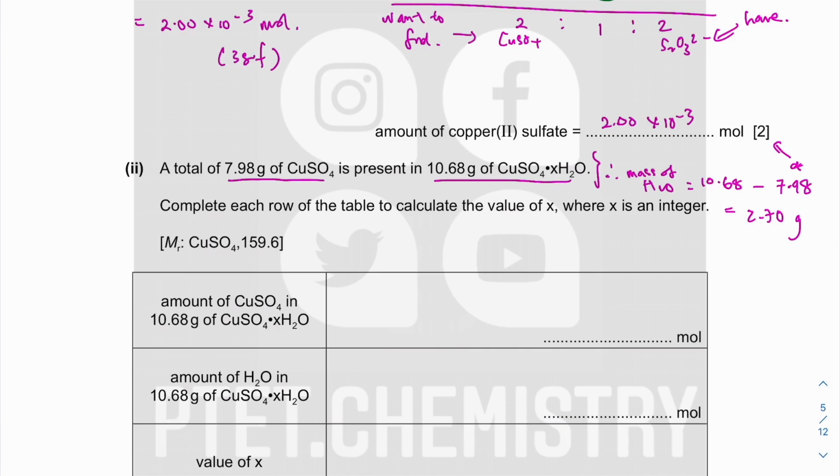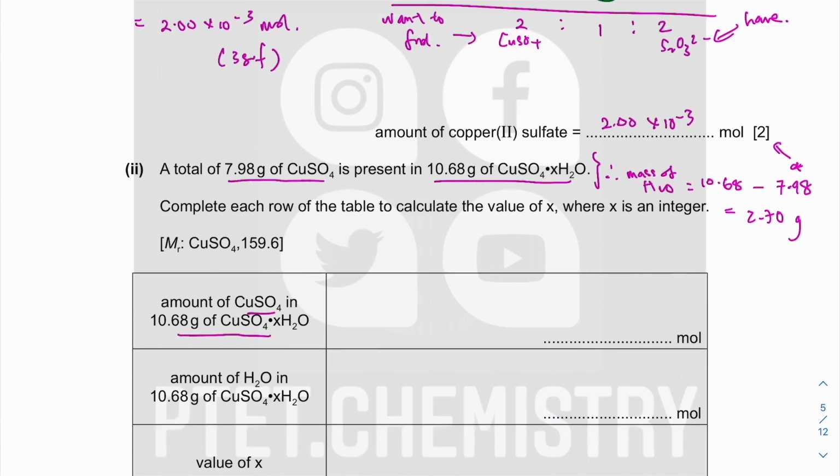Amount of copper 2 sulfate in that much. Amount of copper 2 sulfate. Well, so the amount refers to mole. So that is just the mole of copper 2 sulfate. That is 7.98 mass divided by mR. So that is 0.050 mole. Perhaps I could use another one, so that will give me 3 sig fig.